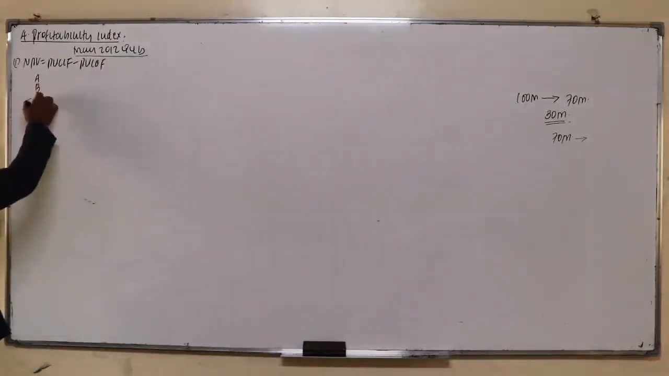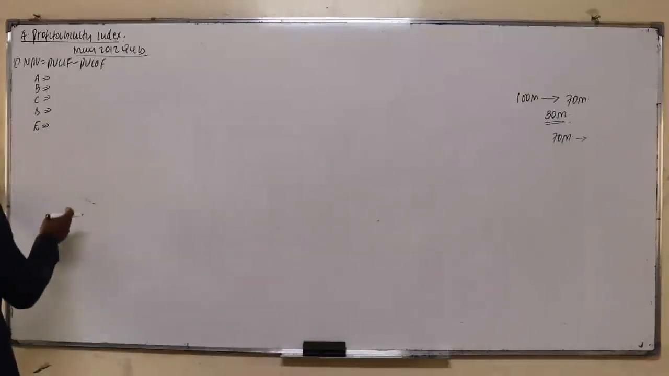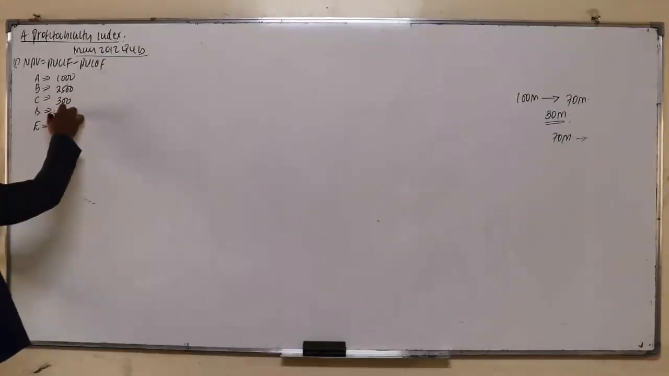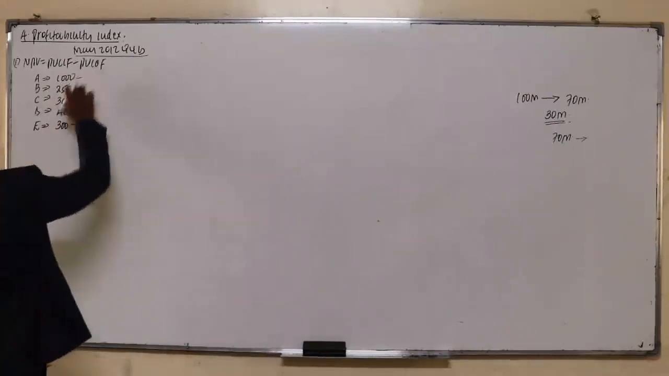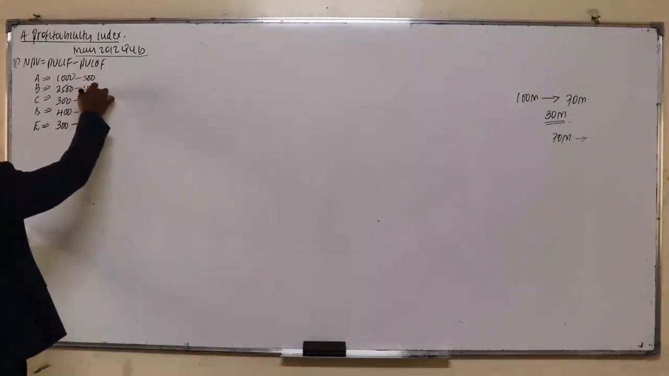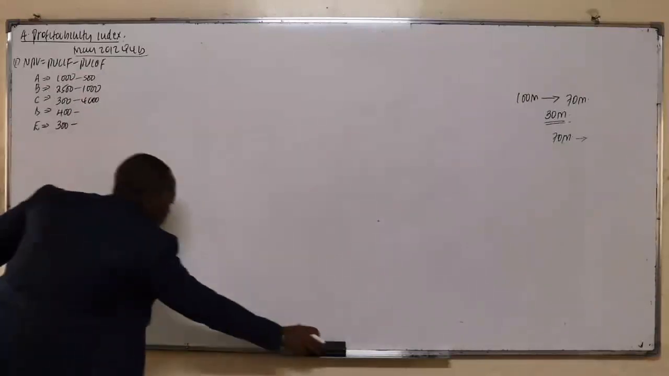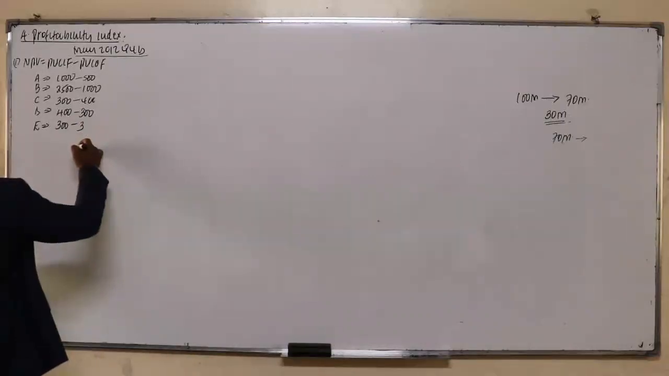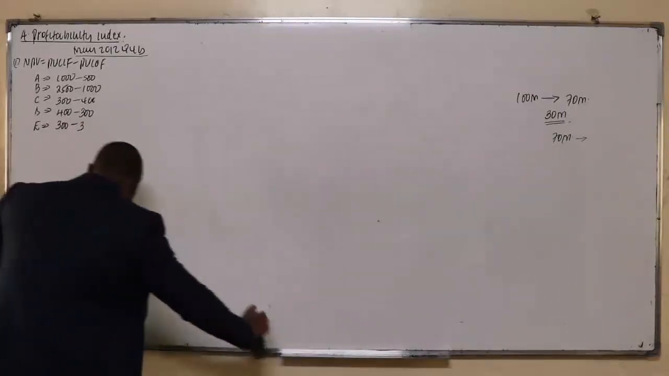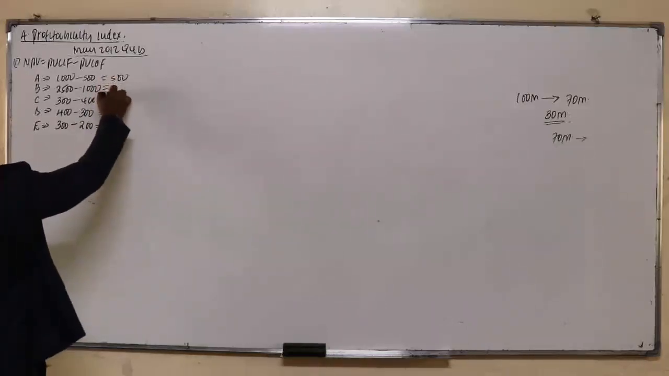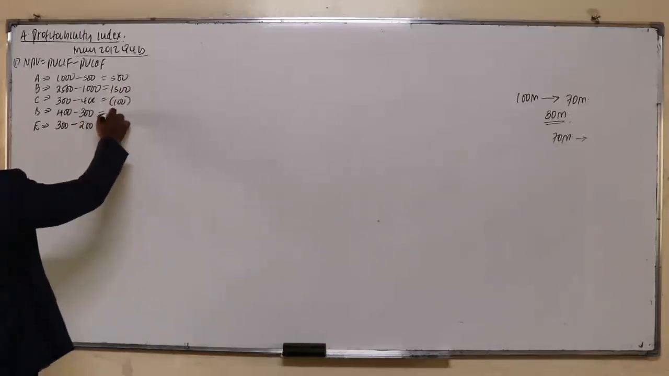So we have projects A, B, C, D, and E. You take the present value of cash inflow, which you are given as the present value of the future net cash flow. We have 1,000, 25, 300, 400, 300. Then you subtract the present value of cash outflow, that's the initial outlay. Project A, it's 500, then 1,000, 4, 3. And that's how we get our NPV. So this is 500, 1,500, negative 100, 100, 100.